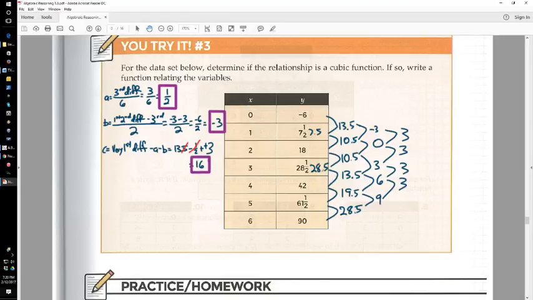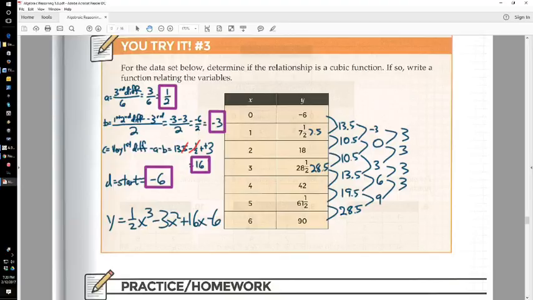And then last but not least, D equals the start. Which when x is 0, y is negative 6. Therefore, my D value is negative 6. So here we go. Y equals 1/2 x cubed minus 3x squared plus 16x minus 6.